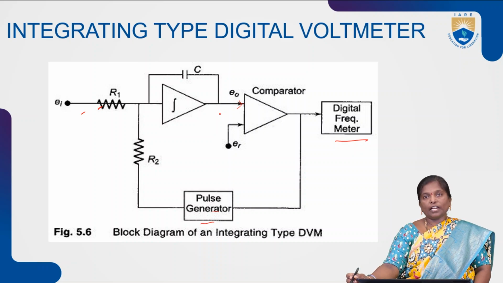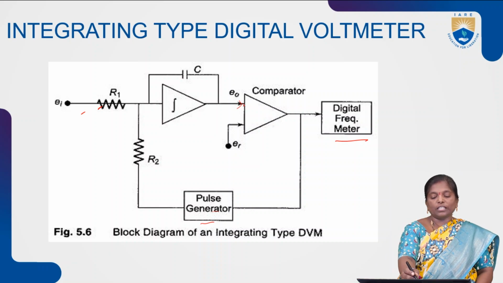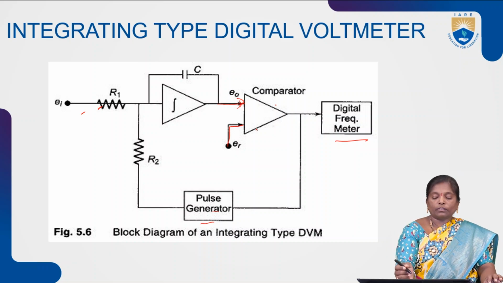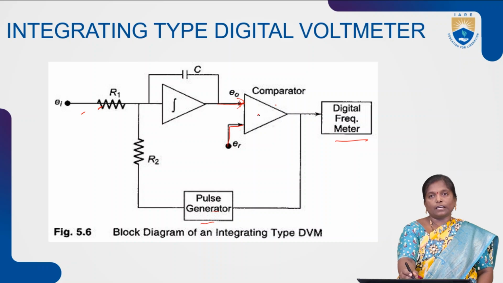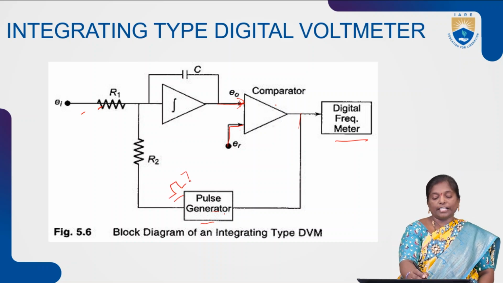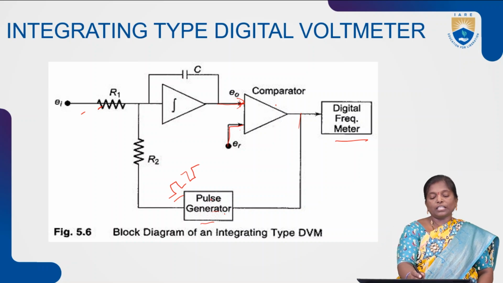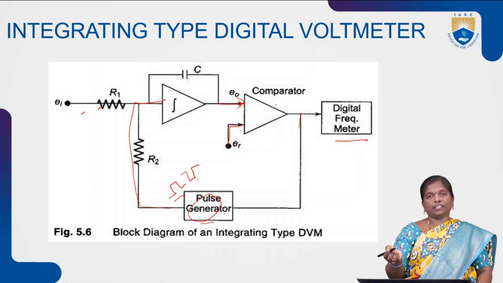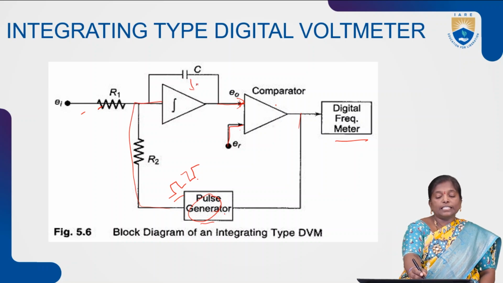Whenever we apply a constant input to an integrator, it produces a slope in the output that is given to the comparator. This comparator compares the output coming from the integrator with the reference voltage. Whenever both inputs of the comparator are the same, the comparator sends the signal to the pulse generator to generate the pulse. That may be a positive going pulse or a negative going pulse. In this pulse generator, it generates a negative going pulse. That negative going pulse is applied to the integrator so that the capacitor starts discharging.